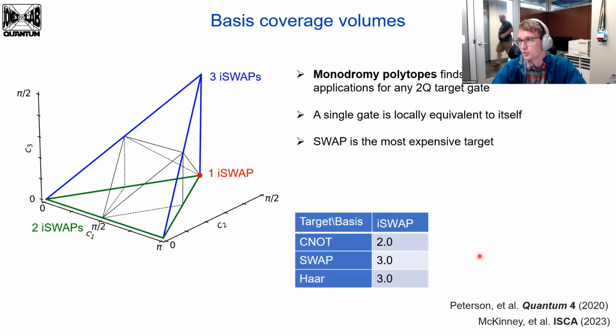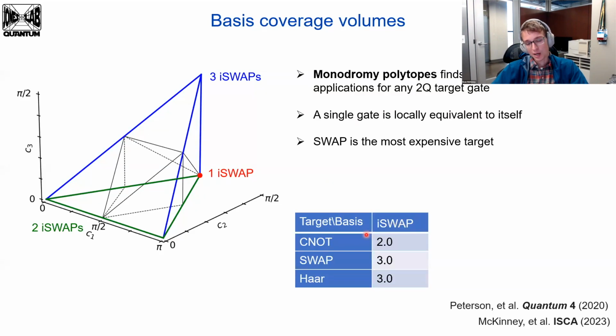And to understand this, we'll use this theory of monodromy polytopes, which is a very powerful tool for reasoning about the decomposition power, and most crucially, without actually having to do the decompositions. Instead, we get these polytopes that appear in the Weyl chamber as regions of accessible gates for some number of applications of the basis gate. So here I'm showing you the iSWAP gate, and with only one iSWAP, I can only ever build the iSWAP. Hence, this is just a single point in the space. For two iSWAPs, I can build any gate on the bottom plane, so anything inside of this green region. And for three iSWAPs, I could build any gate, and hence it covers the whole region.